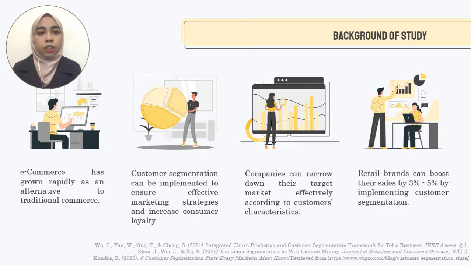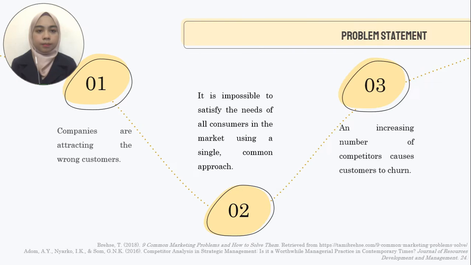According to Kundra in 2020, retailers are able to gain 3 to 5% more sales through customer segmentation. These are the problems that occur in the real world today that lead to this research. According to Rosdi in 2018, one of the most common marketing problems in companies is attracting the wrong customers. This happens when companies have no knowledge of who their loyal and potential customers are, their purchasing patterns and behaviors. So apart from wasting time, companies will also miss their opportunity to attract true potential customers.